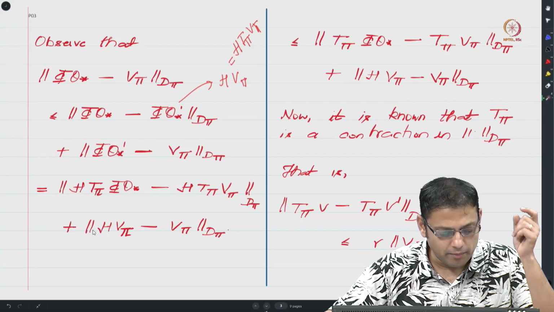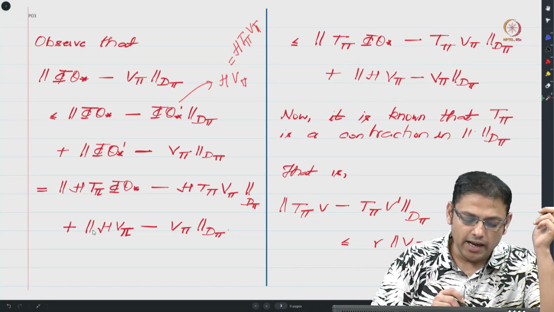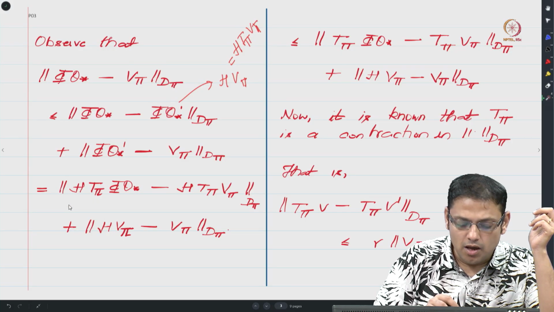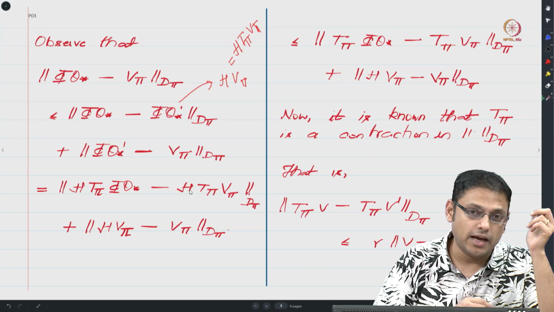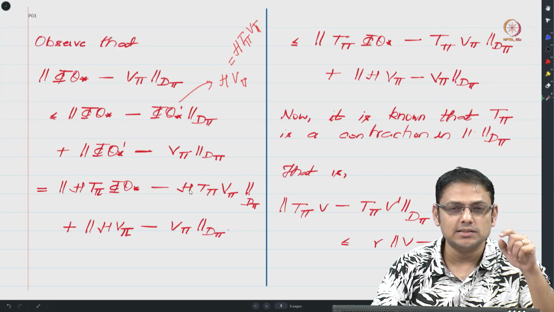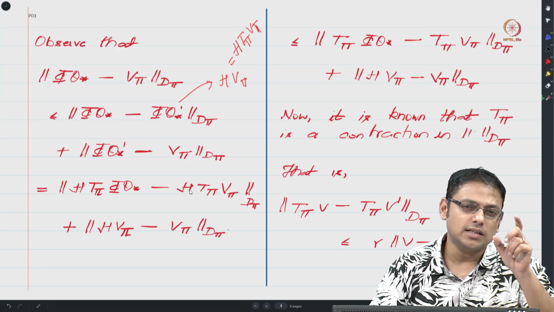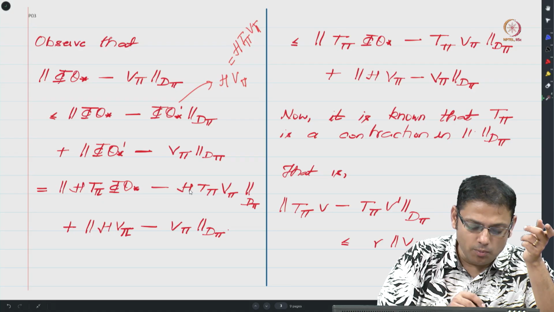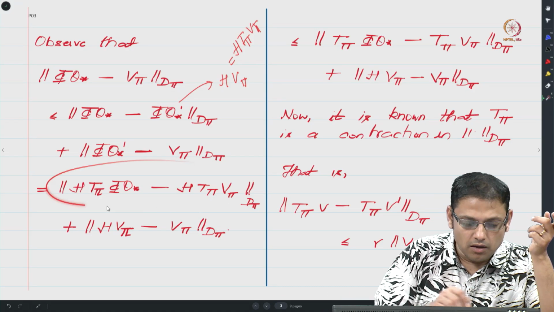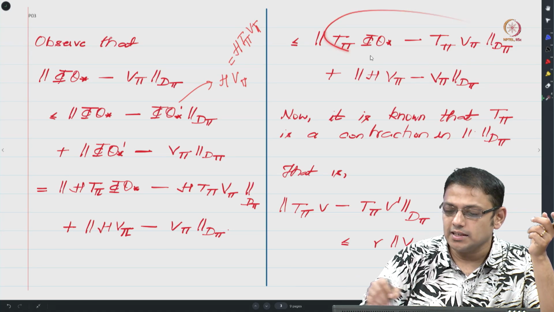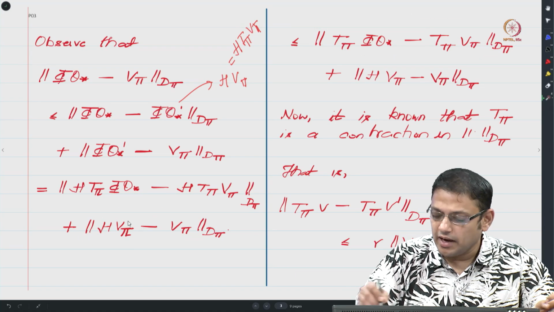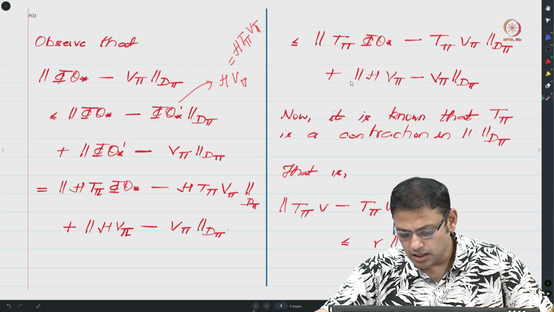You will soon see why I am doing it in this fashion. Here one can see that you have h times some vector minus h times another vector, and if you recall we had shown that the distance between the projected quantities is always upper bounded by the distance between the unprojected quantities. So by using that inequality, this expression is upper bounded by this expression over here. Is this okay? And this expression we write as it is.